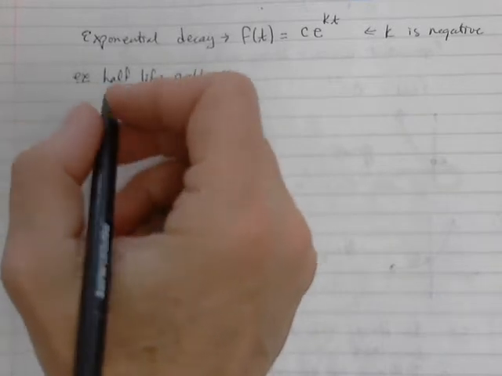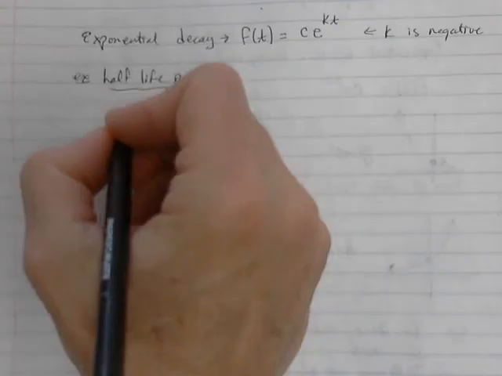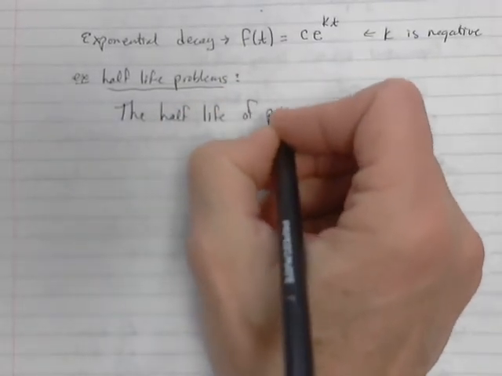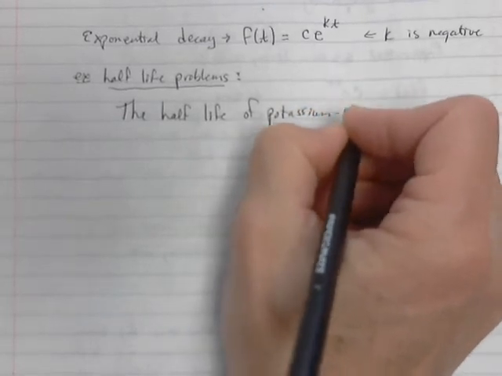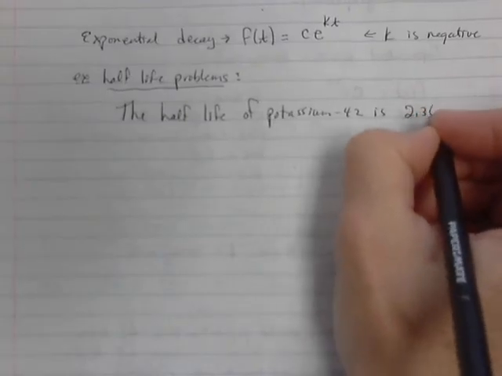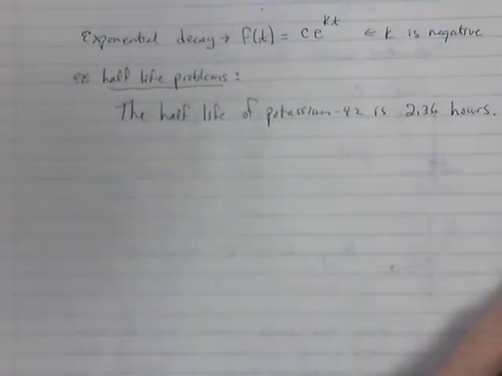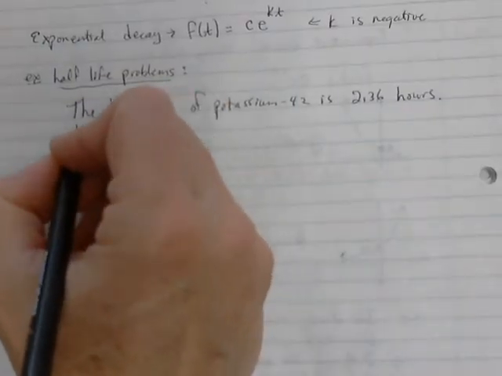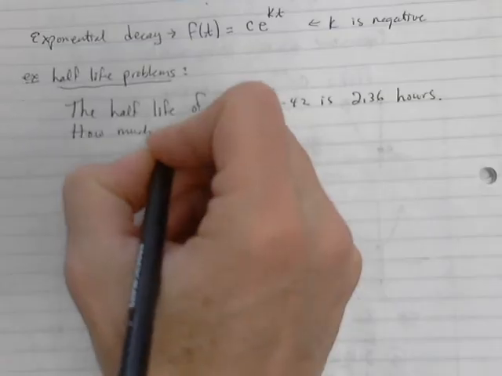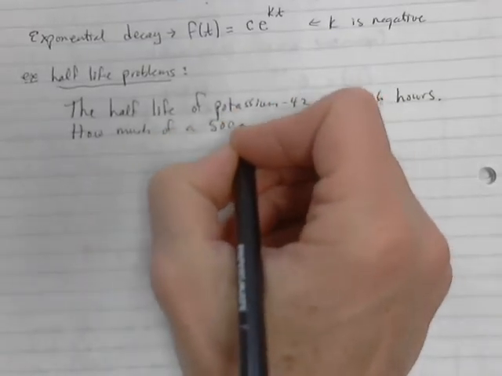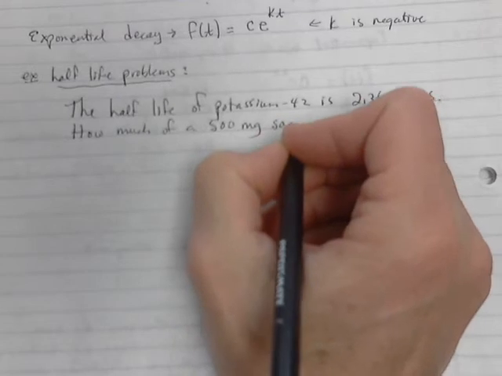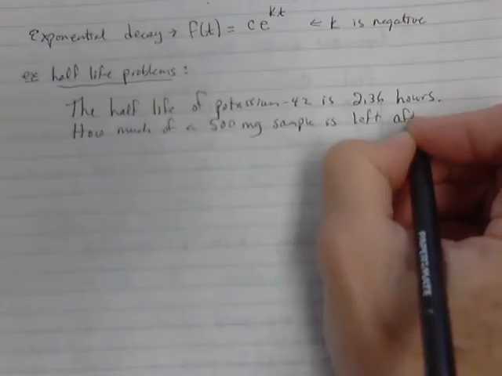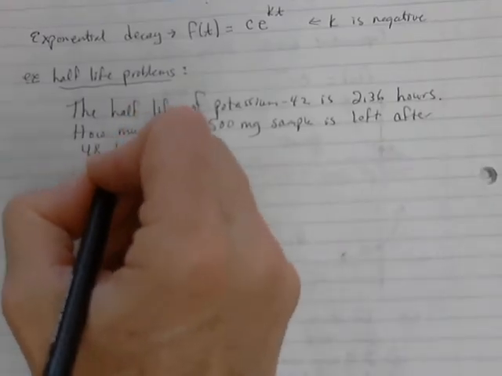The half-life of potassium-42 is 12.36 hours. How much of a 500 milligram sample is left after 48 hours?